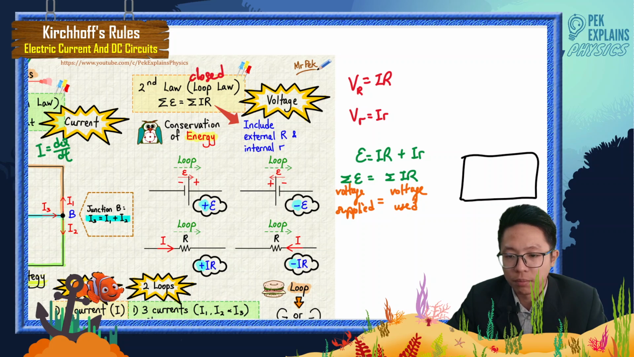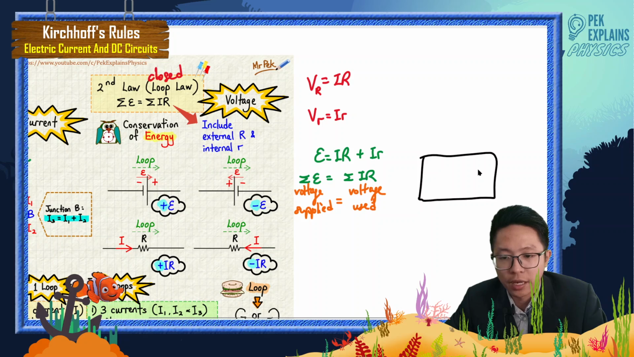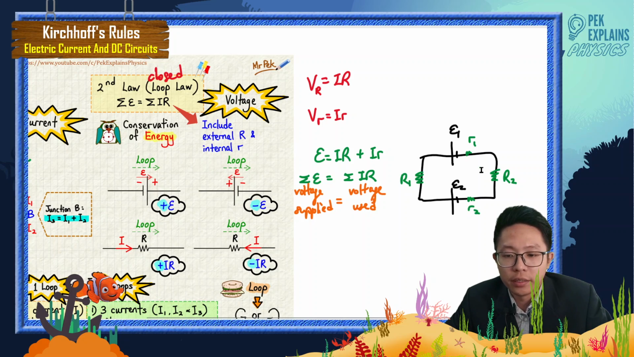So let's say I have a complete circuit like this one, with battery E1 and battery E2. And then I have resistors, R1 and R2. Some more, these ones have internal resistors. This one is the internal resistor for battery 1, and internal resistor for battery 2.